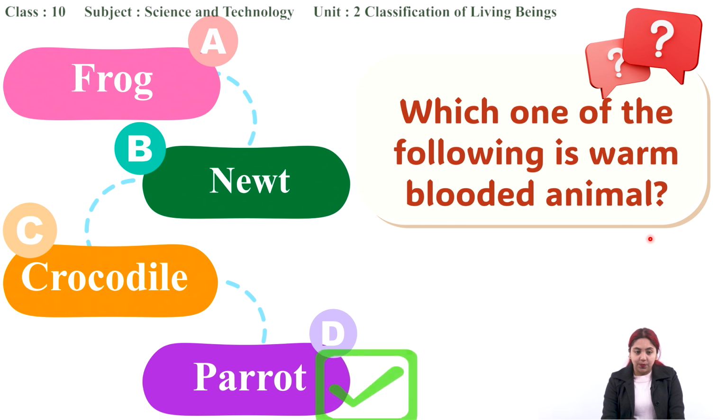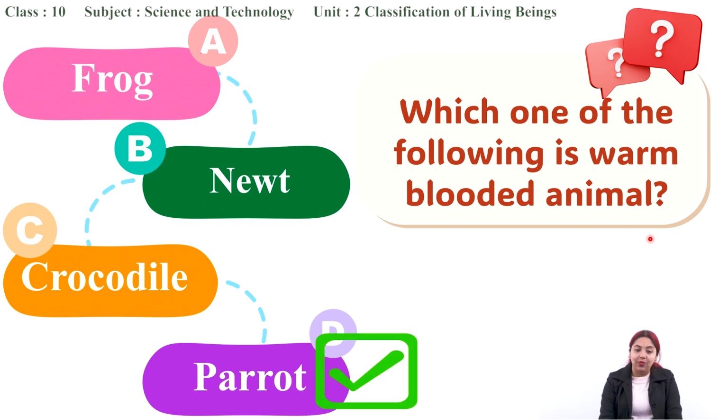Yes, parrot, because frog is an amphibian, which is poikilothermic, that is cold-blooded. Newt and crocodile are also cold-blooded organisms, whereas parrot is an ave and it is a warm-blooded organism.